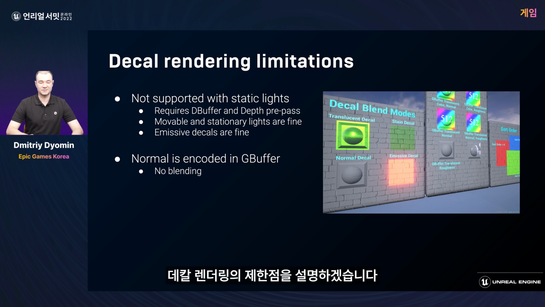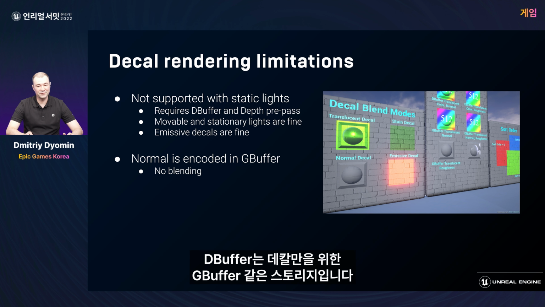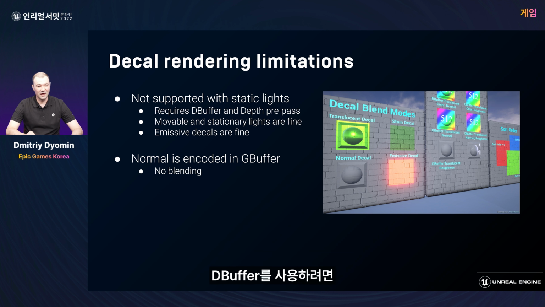Decal rendering limitations. Lit decals are not supported with static lights. To properly support them, we would have to use a DBuffer. DBuffer is a special GBuffer-like storage exclusive for decals. And to use DBuffer, you will have to force a use of depth prepass. And also you will have to reserve 3 additional samplers in the base pass shaders to read the DBuffer textures. This is fine on desktop rendering, but it's not feasible for mobile rendering.